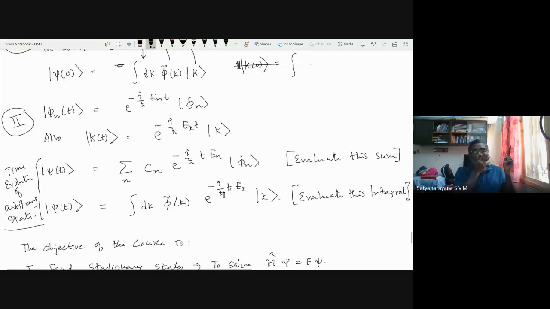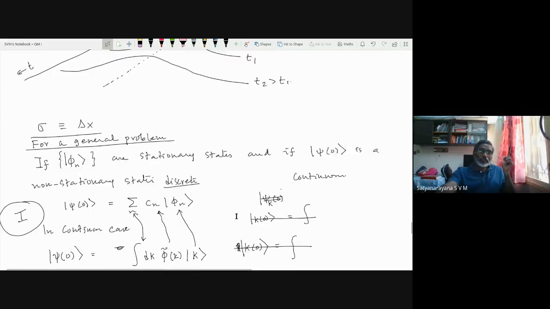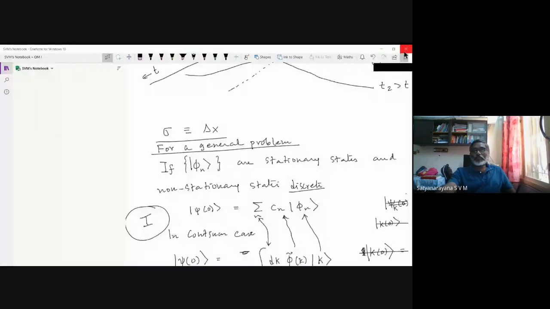So we are going to touch upon the same concepts in every problem again and again. How do we choose linear superposition? How do you construct wave packets? How do you evolve wave packets in time? And for that, how are stationary states used? This is largely the scope of the course.